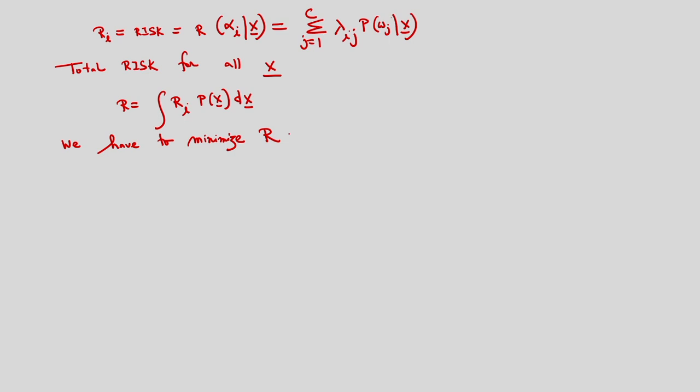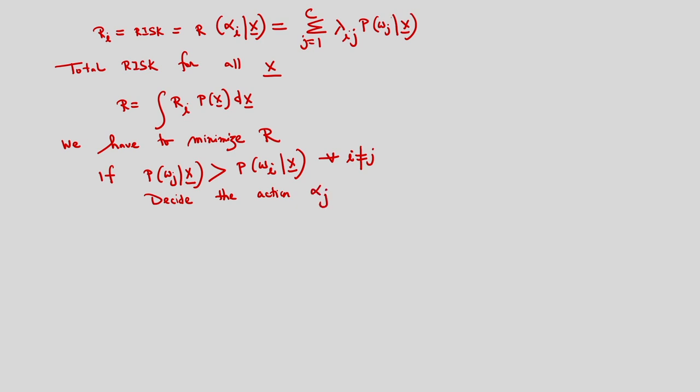We have to minimize risk. The risk is R. If the probability of omega j given x is greater than the probability of omega i, where omega j and omega i are two different classes, for i not equal to j, decide the action alpha j. So this action we are considering. This is the procedure. So we have to minimize the risk.